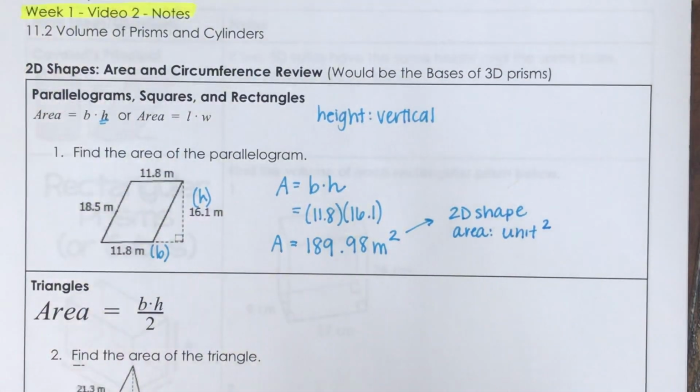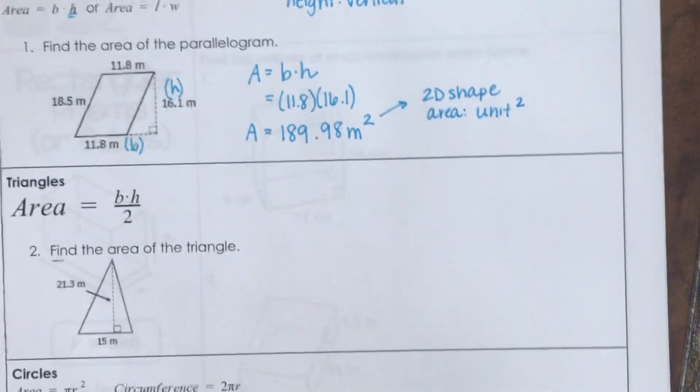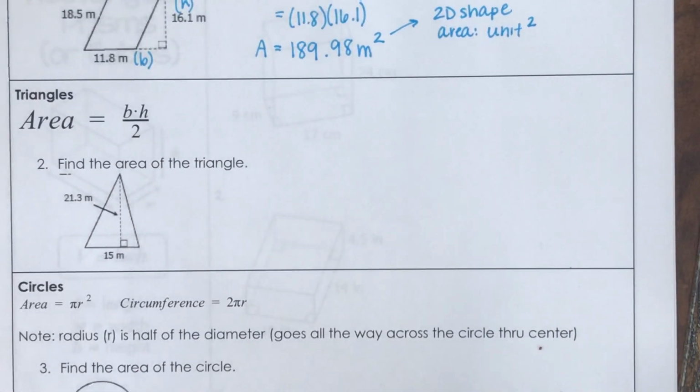Okay, so if I ever ask you for the area of something, you're always going to say meters squared, inches squared, centimeters squared, whatever. Okay, that's the first one. Easy enough. All right, second section is triangles.